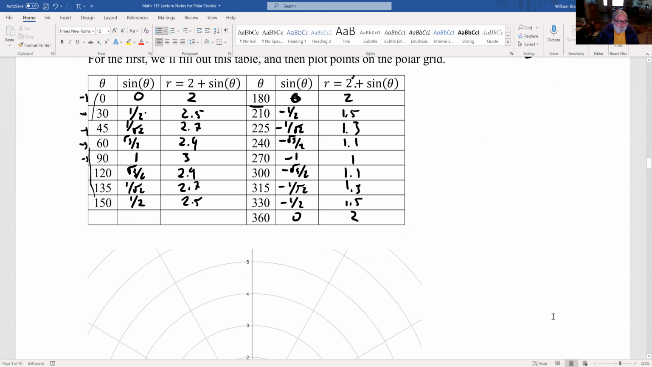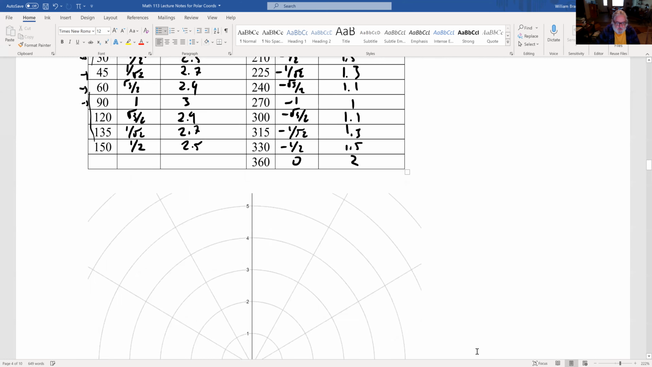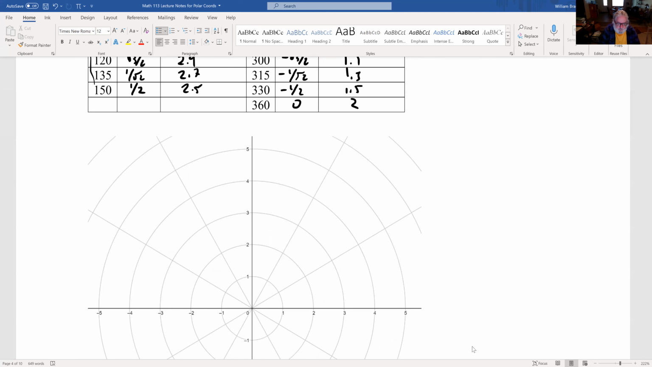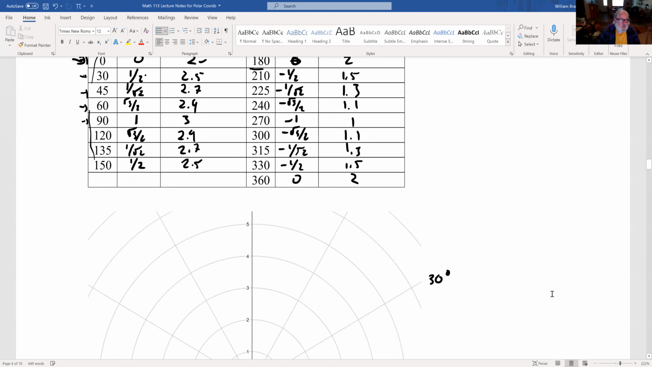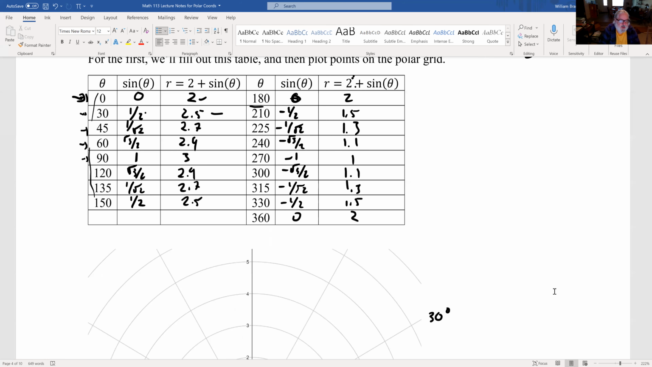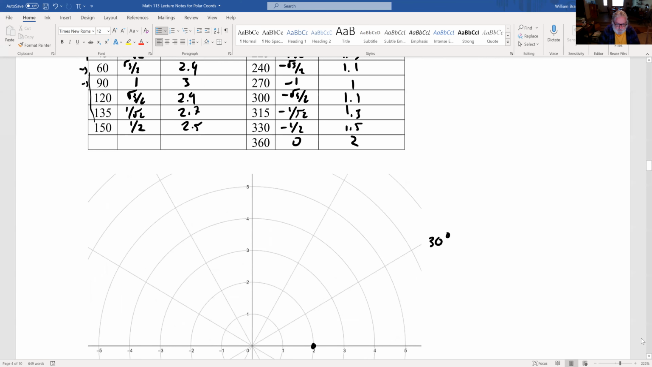Well, we've got angles and we've got distances. So for this one, we go to theta equals 0, that's the positive x-axis, and we go out 2 units. That means we have this point. At 30 degrees, this is the 30-degree axis, we've got a distance of 2.5. So we go out 2.5.